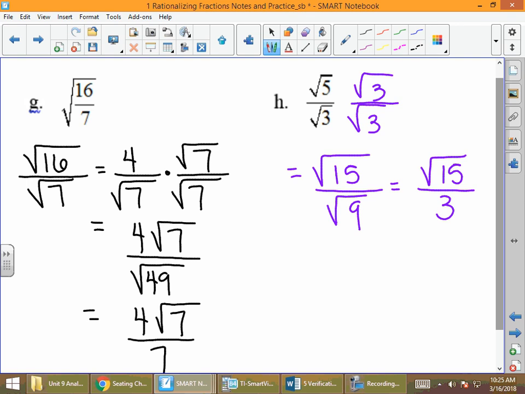And there we've gotten rid of the radical in the denominator. You cannot divide the 3 into the square root of 15 because the square root of 15 has a square root symbol and the 3 does not. So as we finish today, we work on the practice problems here at the end.